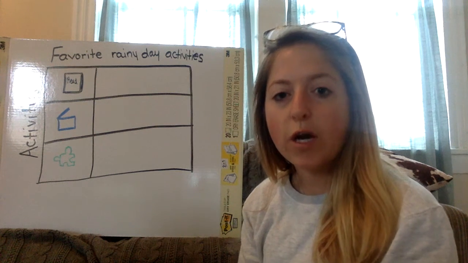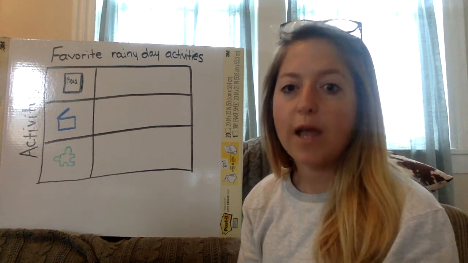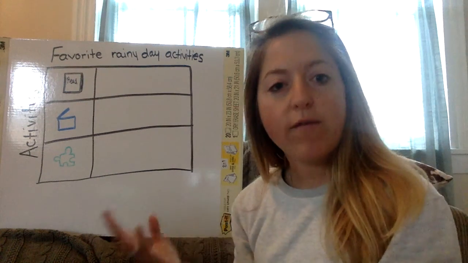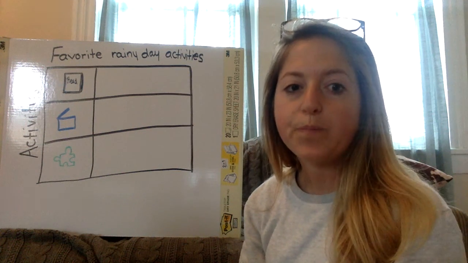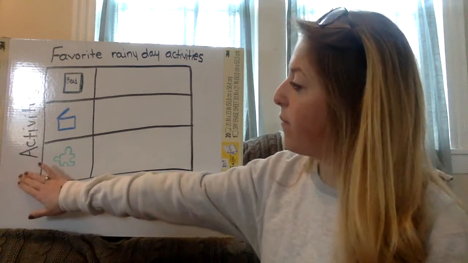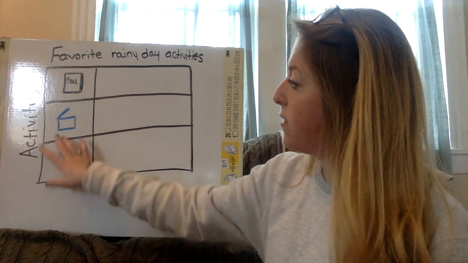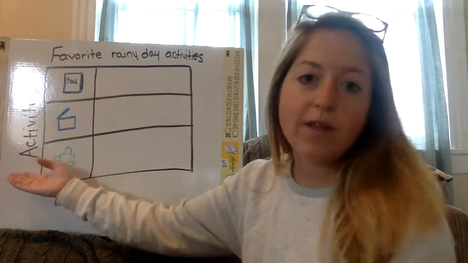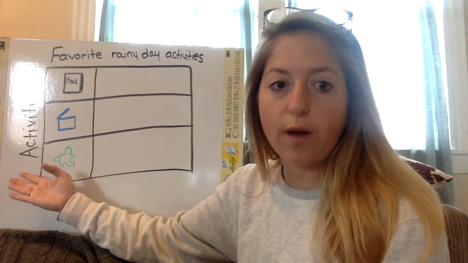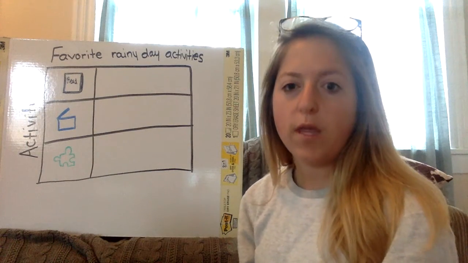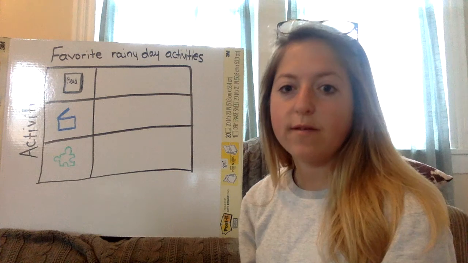So in order to start my graph, I had to first create a title. And my title goes right at the top, and I figured favorite rainy day activities because that's what I want to know. Then I have on my side, I wanted to show what my readers were looking at. So, what are these? This is the puzzle, the movie, and the book. Well, these are the activities that they're going to choose from. Then I asked everyone in my family, what do you like the best?